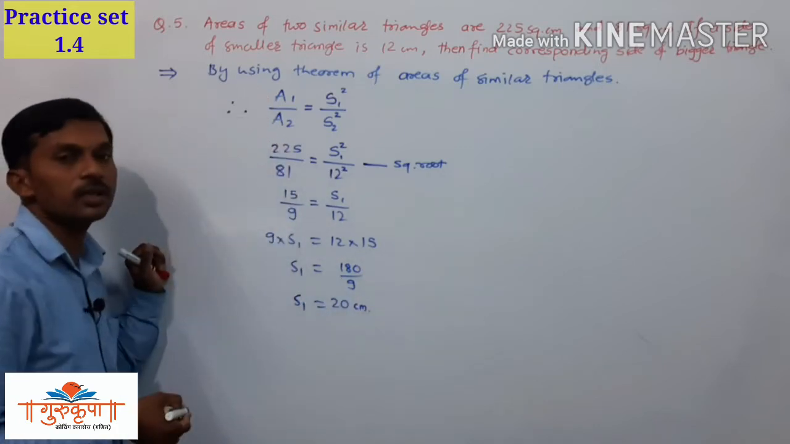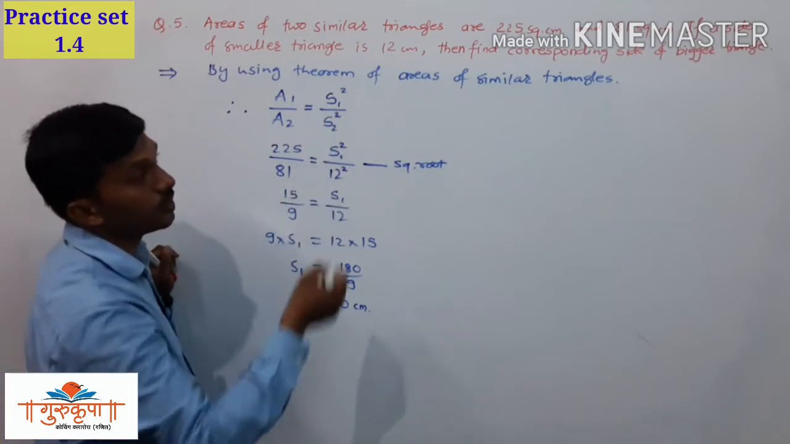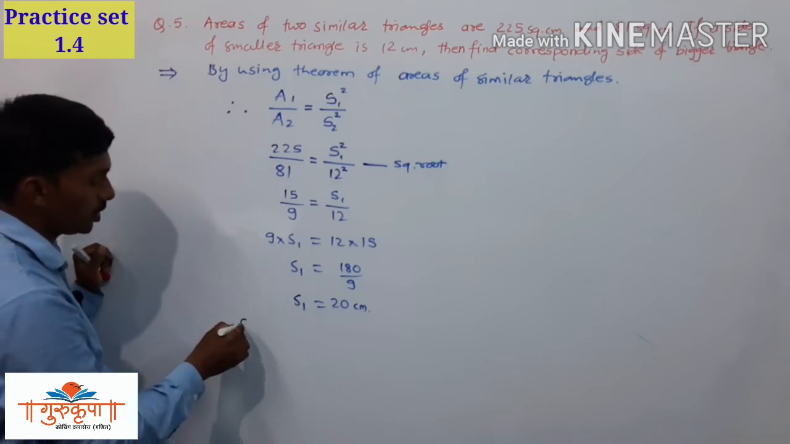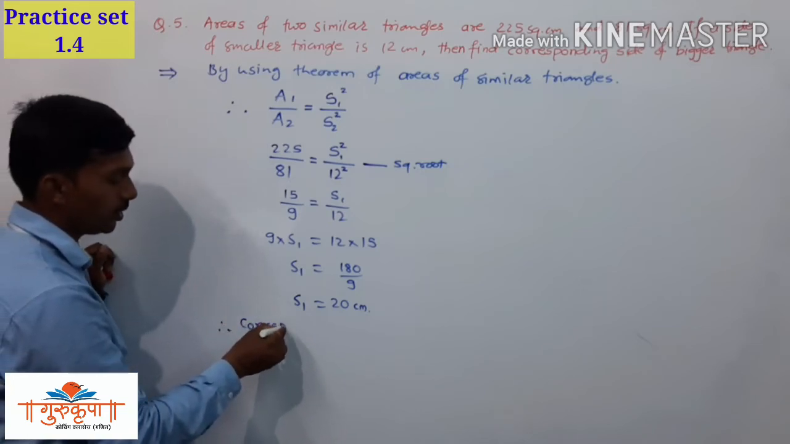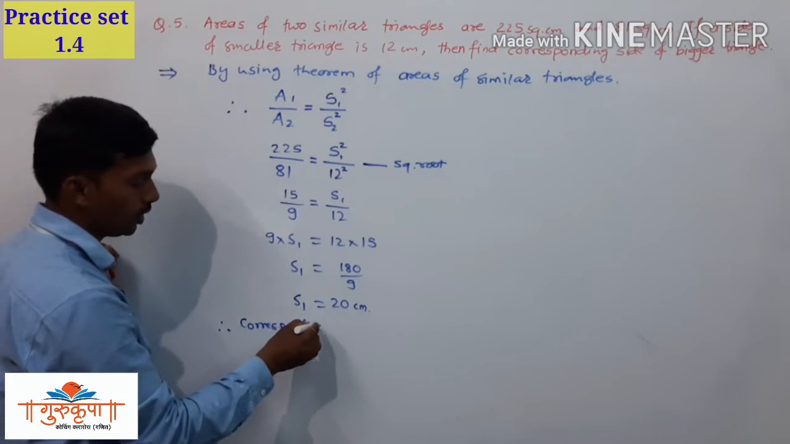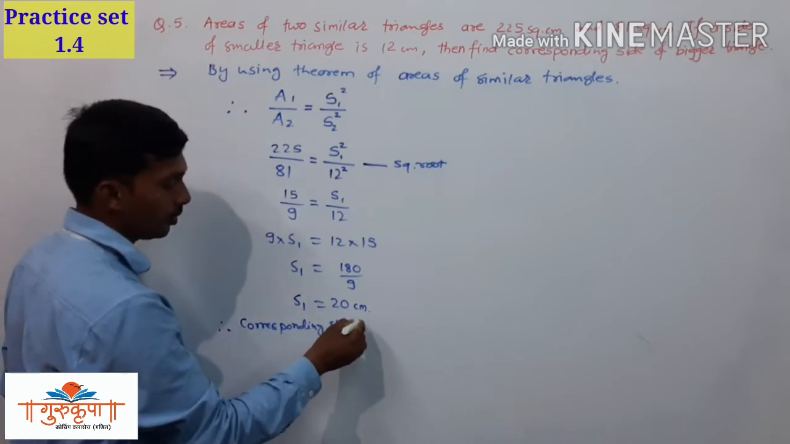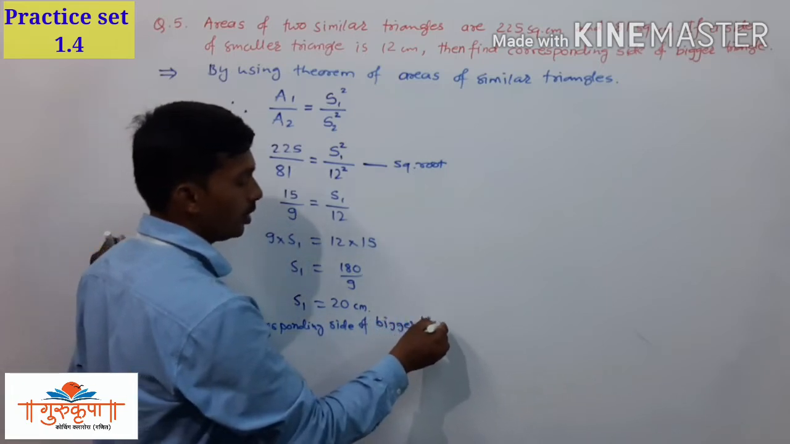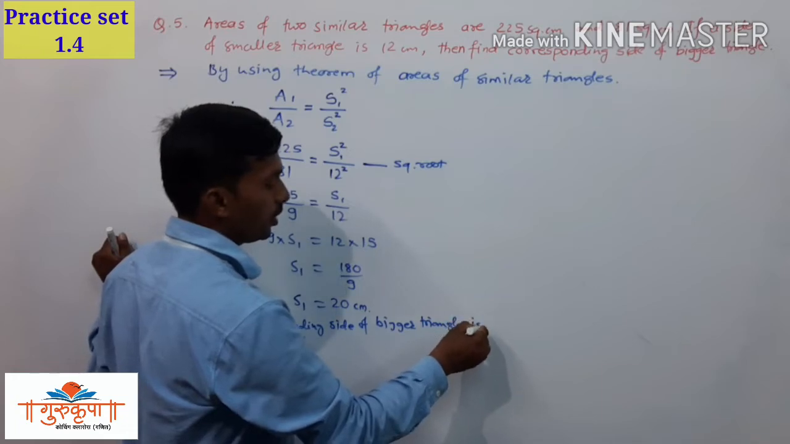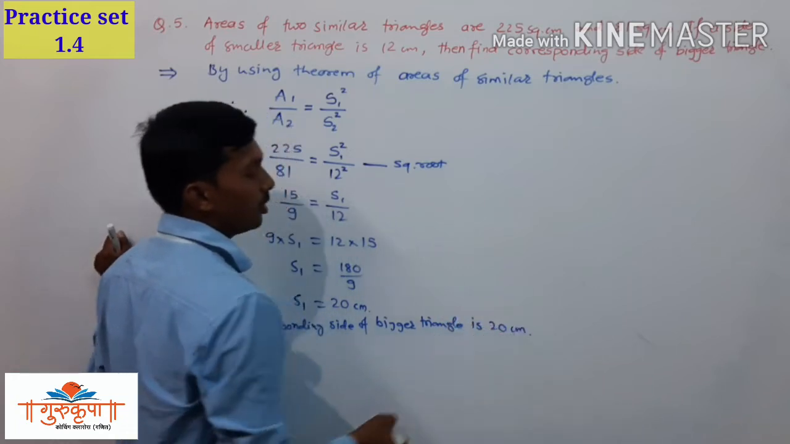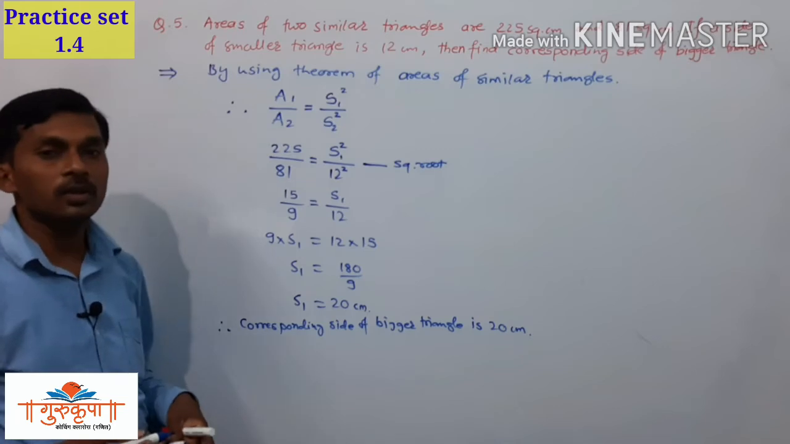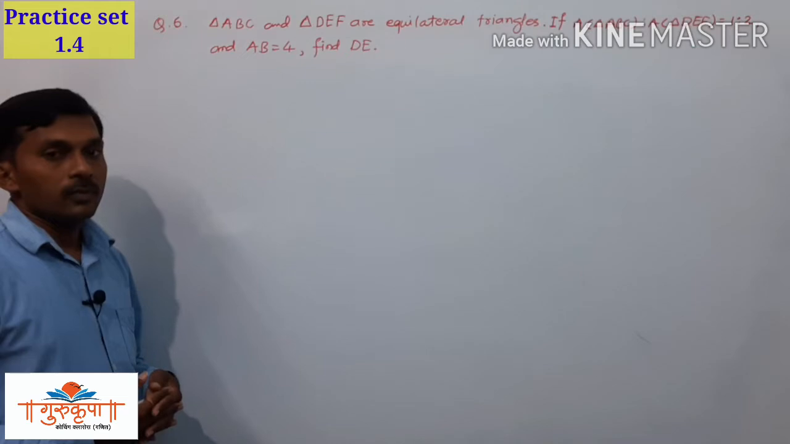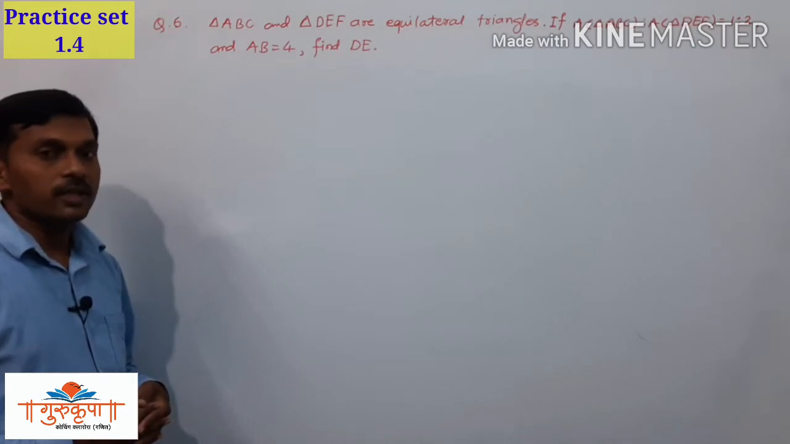The unit is given in centimeter, so the corresponding side of the bigger triangle is 20 centimeter. Here we will write the answer in words: corresponding side of bigger triangle is 20 centimeter. So this is all about example number 5. Now we will take example number 6, question number 6 from practice set 1.4.